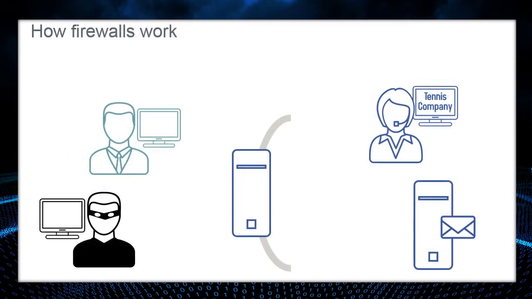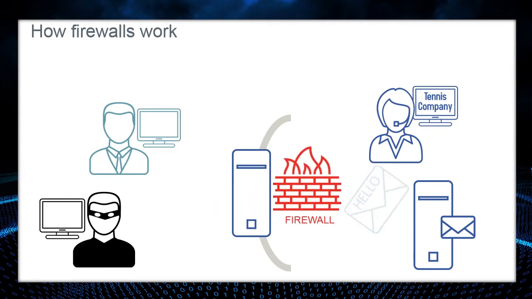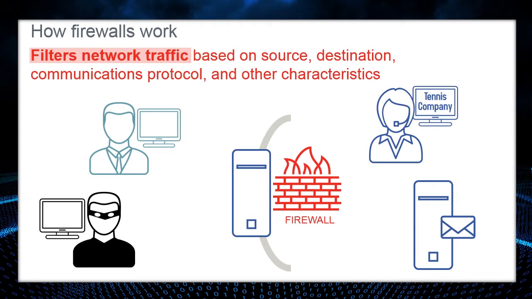We'll start with firewalls. Imagine that an attacker is trying to send an email message to the customer service representative that includes an embedded piece of malware, like a computer virus. The email message will first be examined by the firewall, which will hopefully reject the message. Firewalls are used to filter network traffic, both inbound and outbound traffic, based on characteristics like the source, the destination, or the communications protocol being used, just as a few examples.